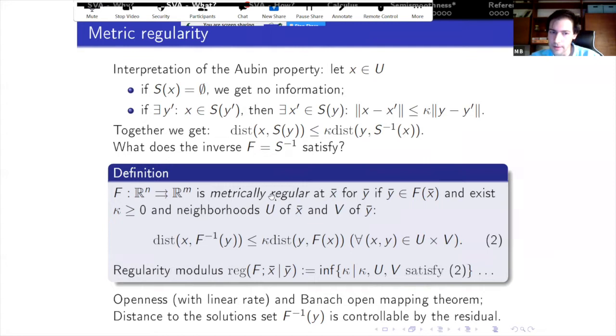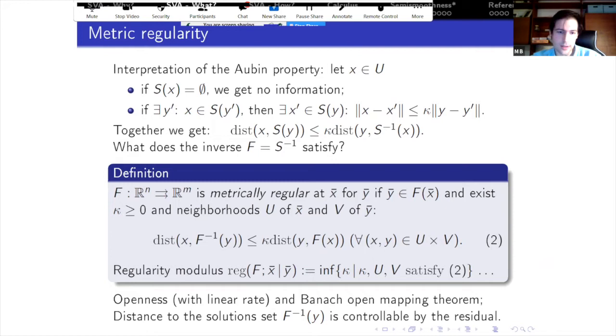And here the definition is that the mapping is metrically regular. Again, similarly, we have a number, we have two neighborhoods, and precisely this kind of estimate, right? You see that here you can write it as S minus one, again minus one, right? So this would precisely correspond to this, and we also define the regularity modulus. So we have the Aubin property and metric regularity. These things, as I suggested, and I will include also the theorem, are mutually inverse, so to speak, and they are very, very fundamental in the area of variational analysis.